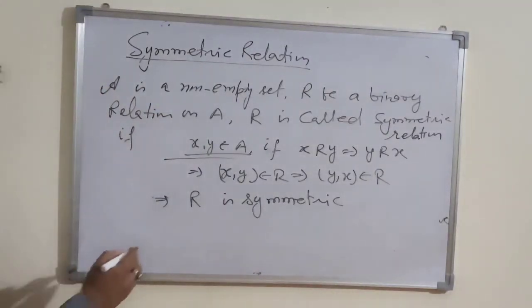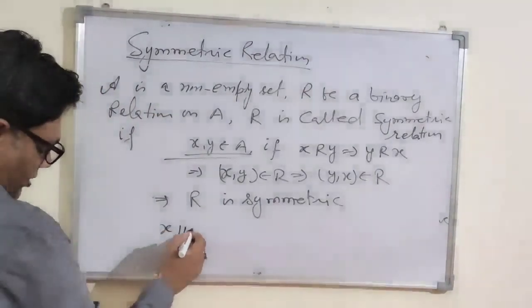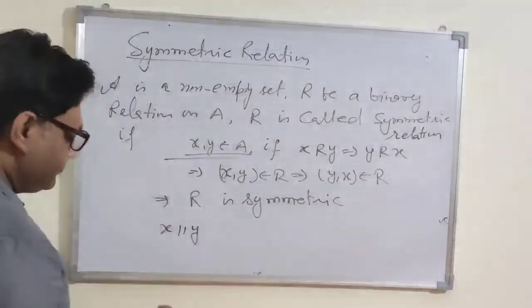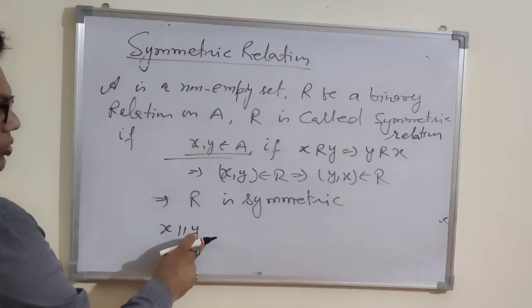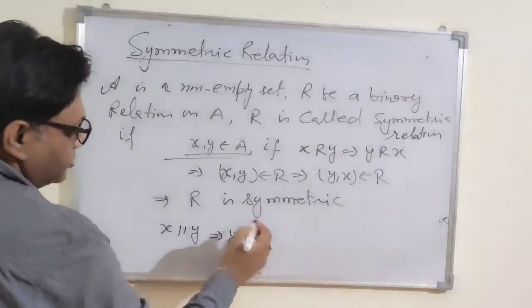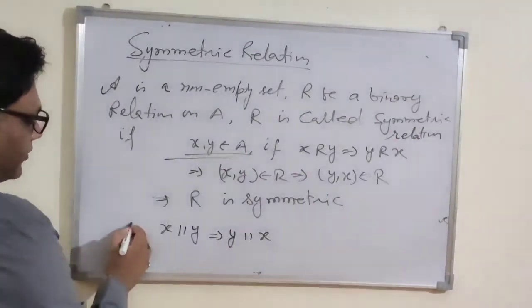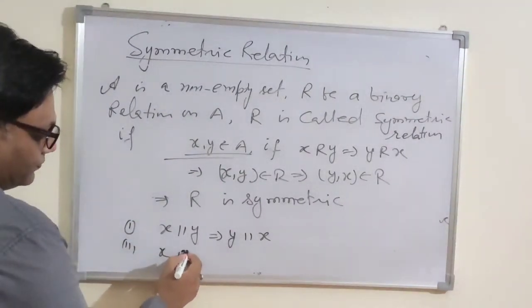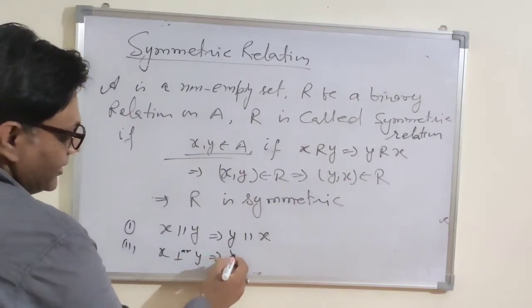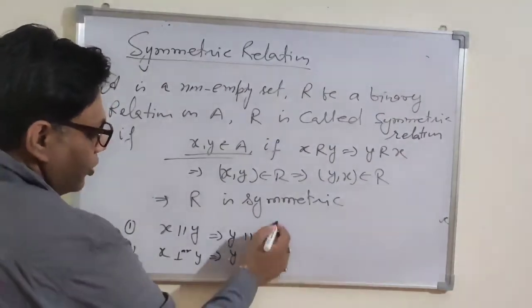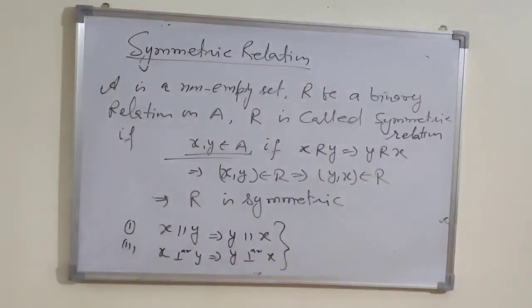For example, x parallel to y. Suppose we have two lines x and y. So x parallel to y implies y is also parallel to x. First example. Second is x perpendicular to y implies y is also perpendicular to x. So both are examples of symmetric relation. Note it.